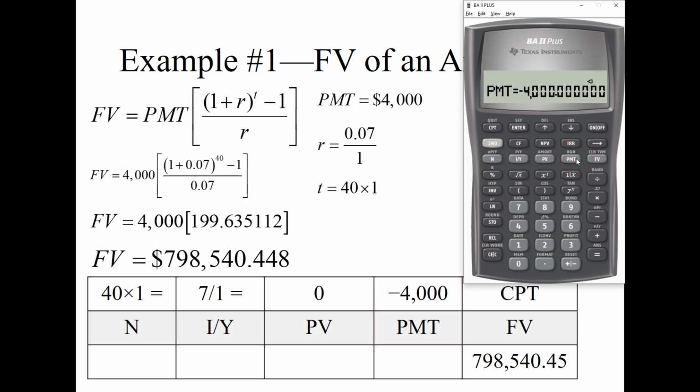And we want to calculate our future value, so we have to hit CPT and then FV. And so here we see that if we were to save $4,000 per year and earn 7% on an annual basis, by the time we retired, we'd have $798,540.45.